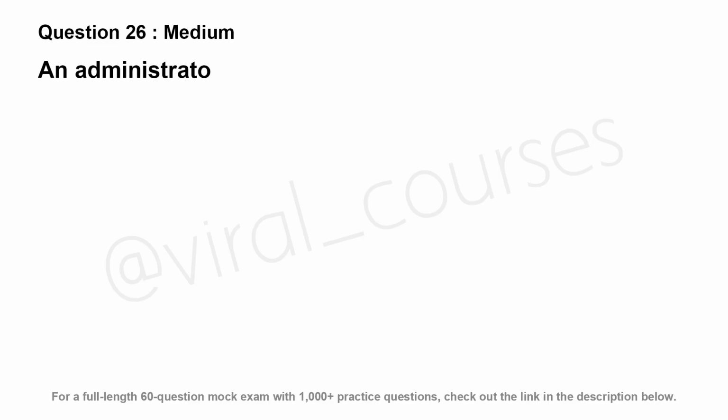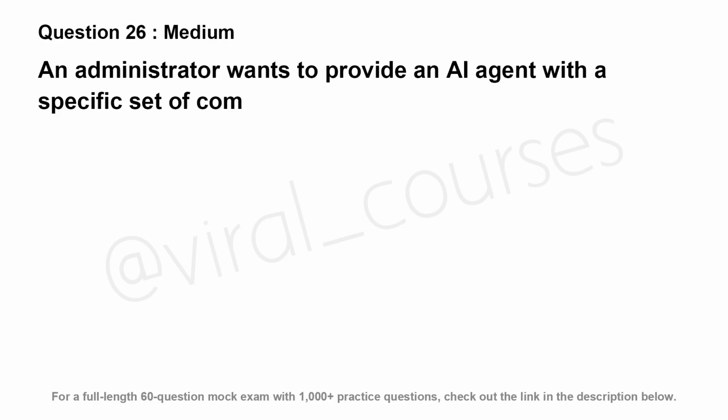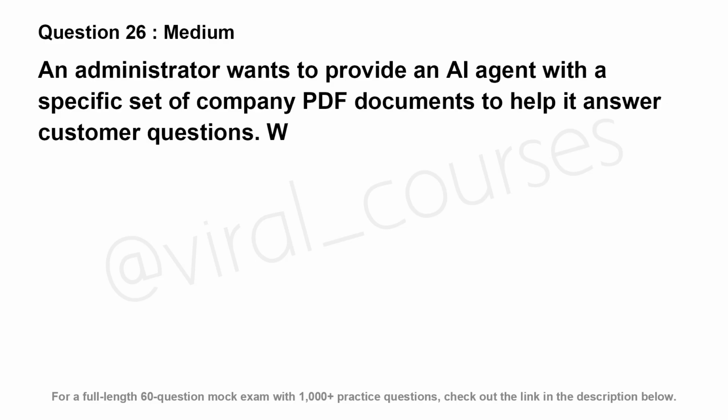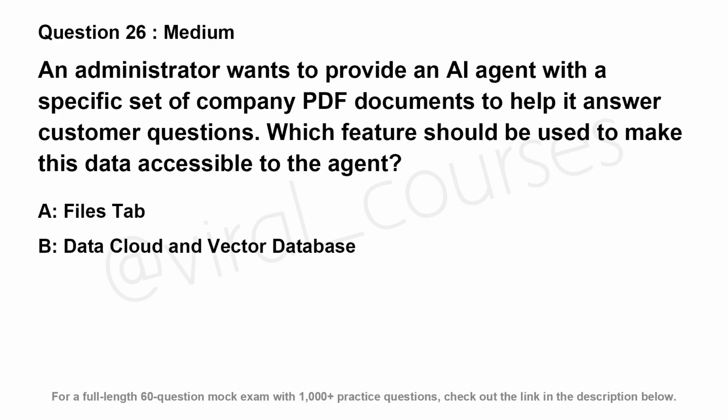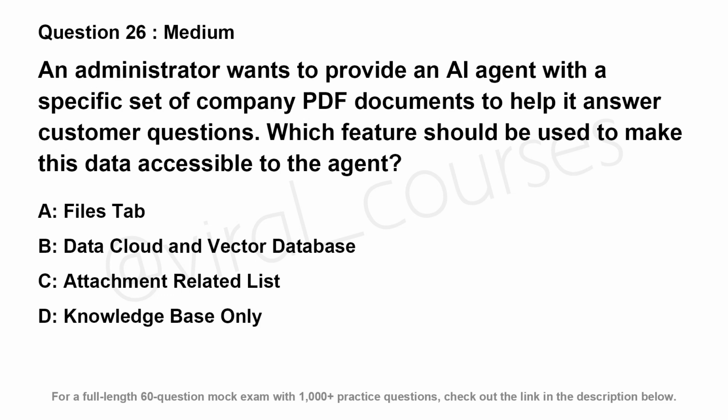An administrator wants to provide an AI agent with a specific set of company PDF documents to help it answer customer questions. Which feature should be used to make this data accessible to the agent? Option A, Files tab. Option B, Data Cloud and Vector Database. Option C, Attachment Related List. Option D, Knowledge Base only.